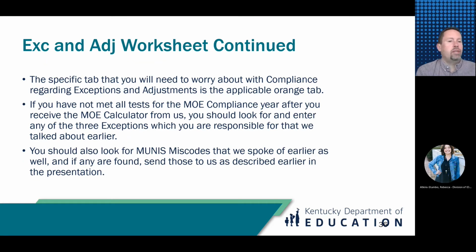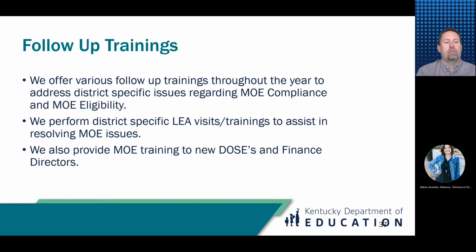As far as the exception adjustment worksheet, that's the main tab you need to worry about when entering. If you don't meet all the tests, you want to look for those exceptions. You want to enter those exceptions on that orange tab. And then outside of that, you should also look for those Munis miscodes that we spoke of earlier. And if found, send those to us as described earlier in the presentation.